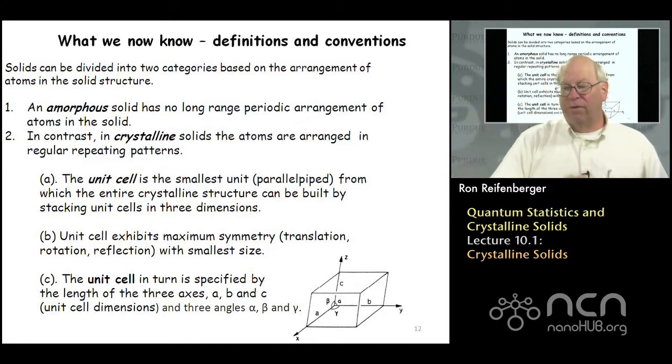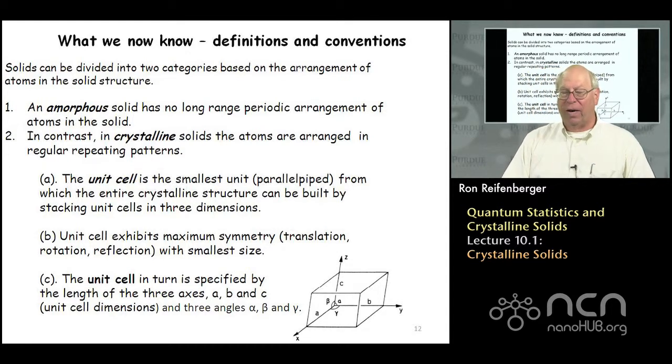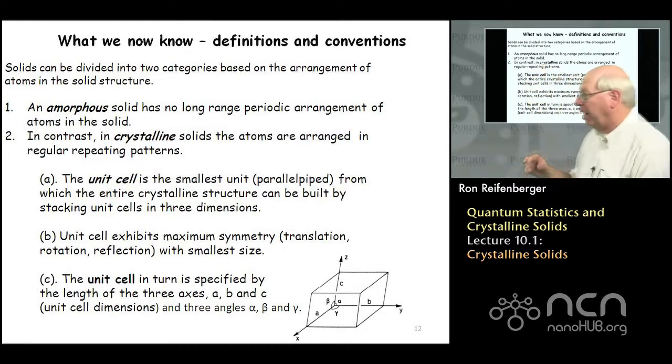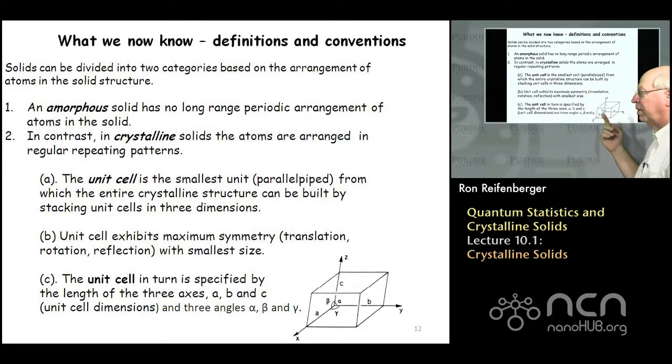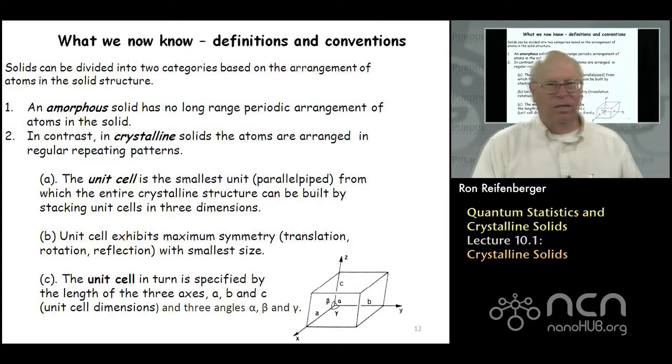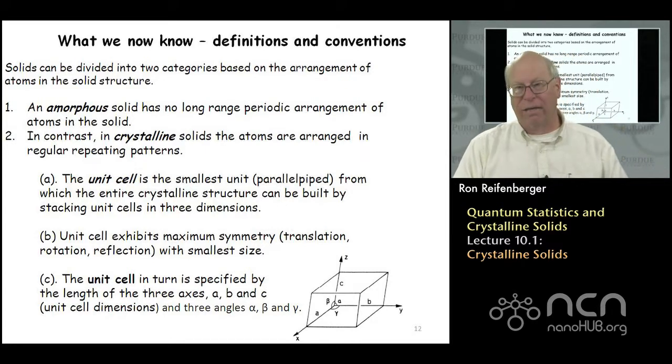The unit cell itself is defined in terms of 3 axes and 3 angles, and I try to indicate that here in this picture. This is a generic unit cell. It has a length along the x direction designated by A, a length in the y direction designated by B, and a length in the z direction designated by C. The relative angles are represented by the Greek letters alpha, beta, and gamma, and those angles do not necessarily have to be 90 degrees. It just depends on the crystalline solid of interest.